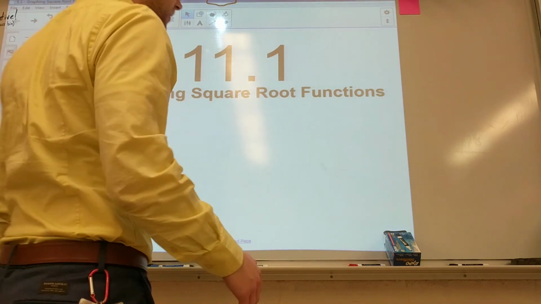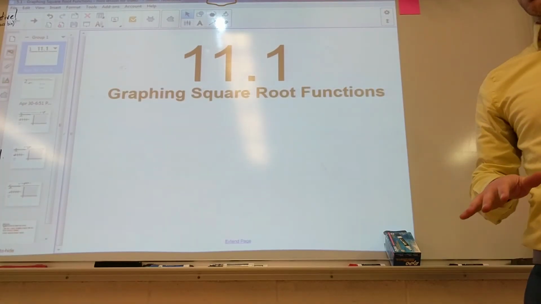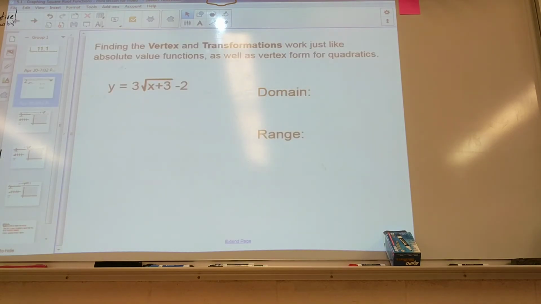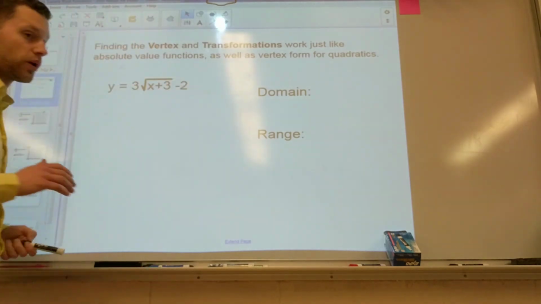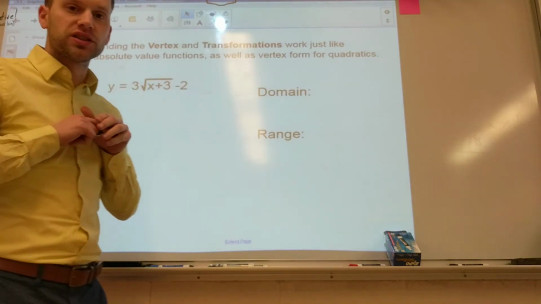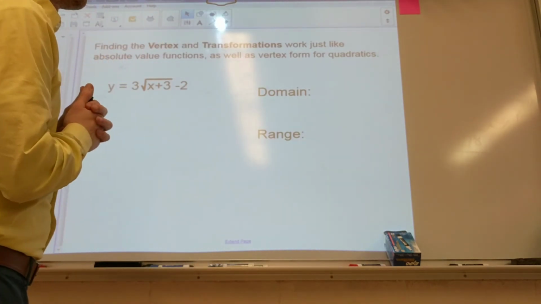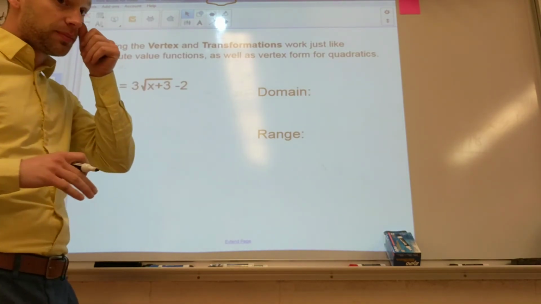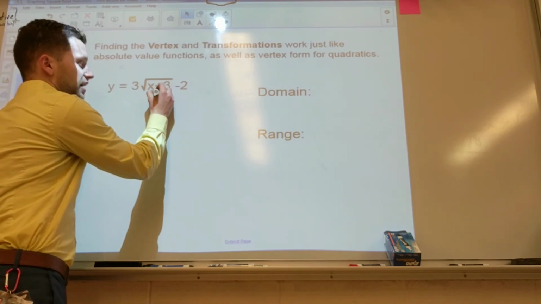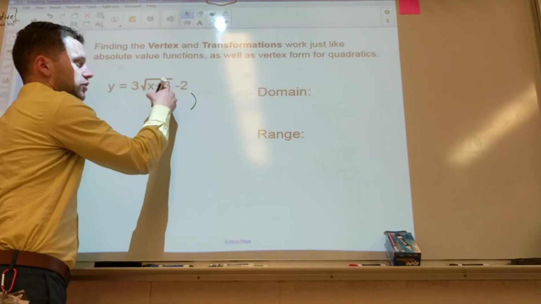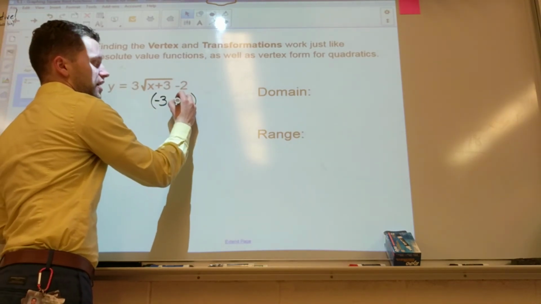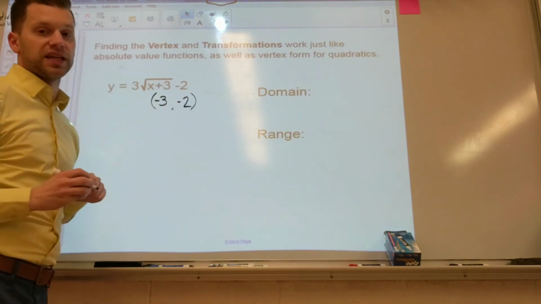All right, so we're going to talk about graphing square root functions, but to start off, we're going to talk about transformations and identifying the vertex, okay? So this works very similarly to absolute value functions as well as vertex form for quadratics, all right? Just like in the other two we just mentioned, when we identify our vertex, the x value is going to switch its sign, okay? So this is going to become a -3, whereas the y value is going to be the same, okay?